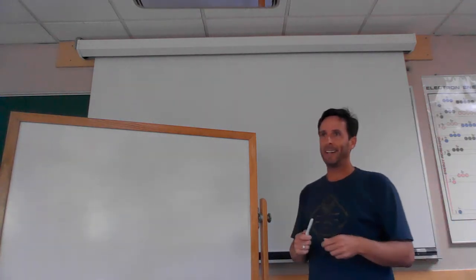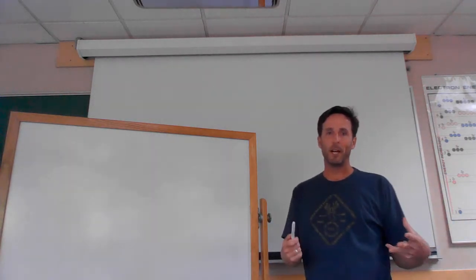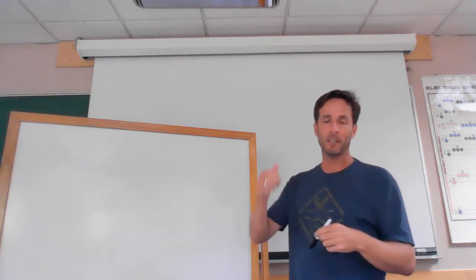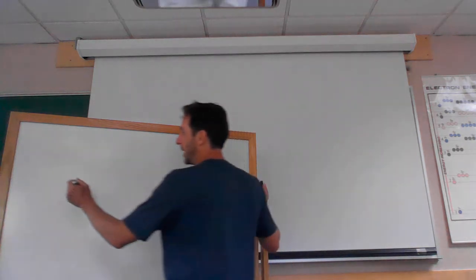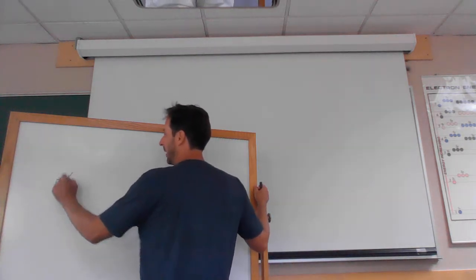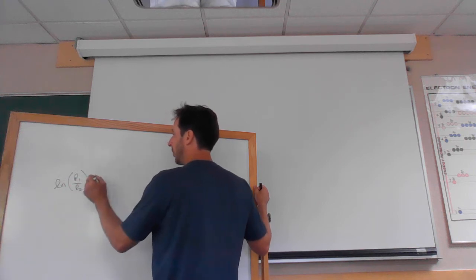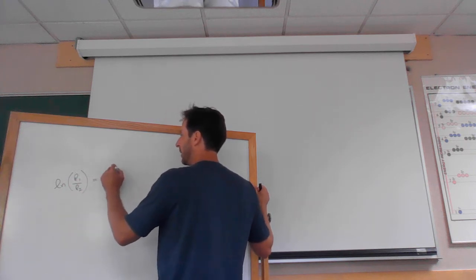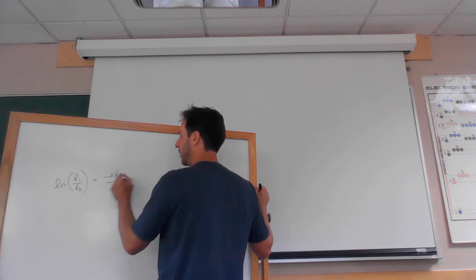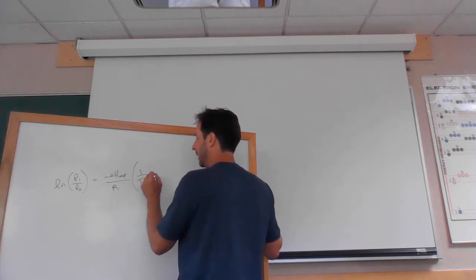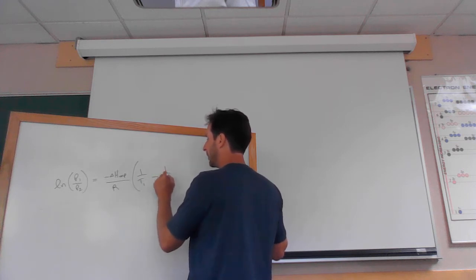So it doesn't really show all the information, but I'm actually going to use the same equation to solve this problem as the one we just used. So the equation was ln of P1 over P2 equals negative delta H of vaporization over R times 1 over T1 minus 1 over T2.